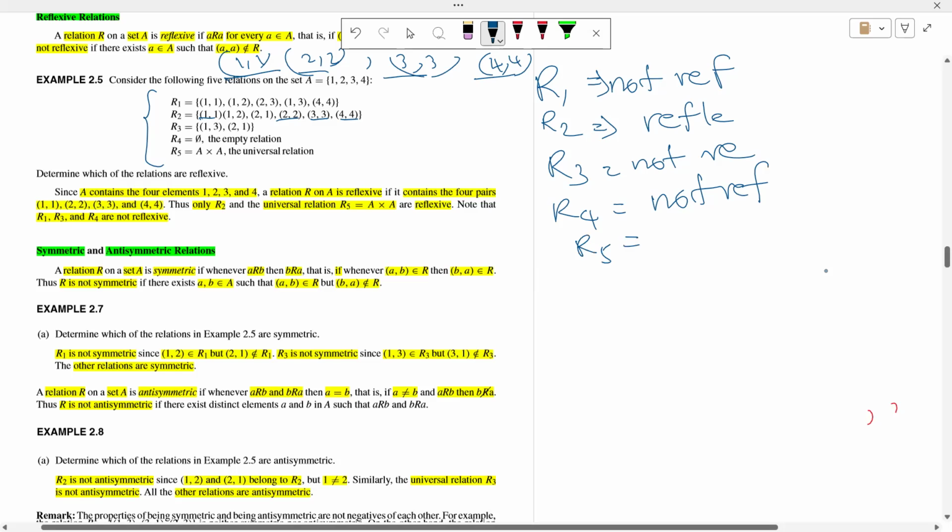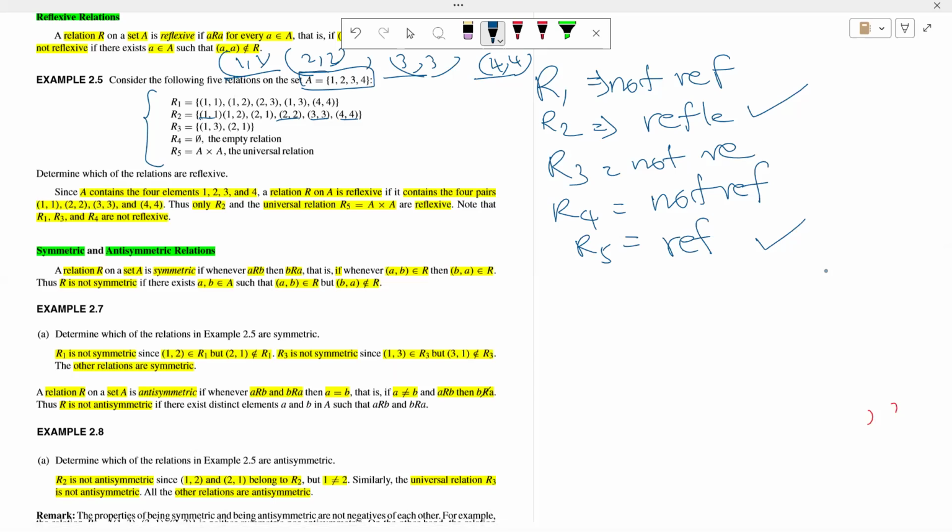How about R5? R5 is A cross A, the universal relation. Universal relation means using this set we write all the possible ordered pairs, so altogether 16 ordered pairs in A cross A. So R5 is reflexive. Why? If I write A cross A, I can write all possible combinations of ordered pairs, so definitely it has (1,1), (2,2), (3,3), and (4,4). So R2 and R5 are the only reflexive ones. The remaining are not reflexive. Any questions?